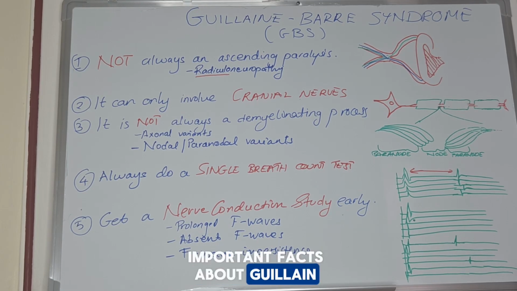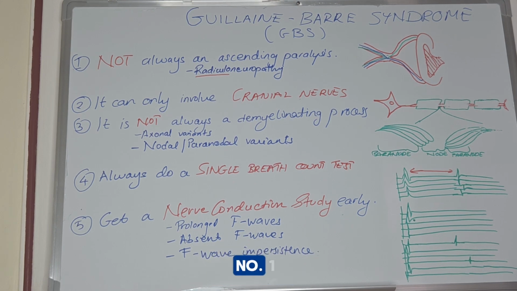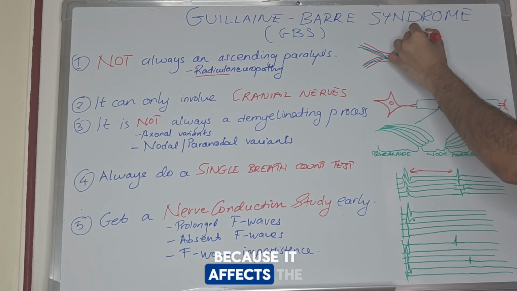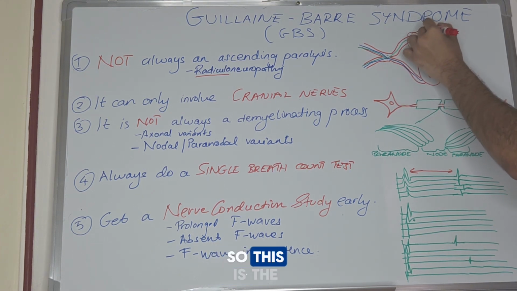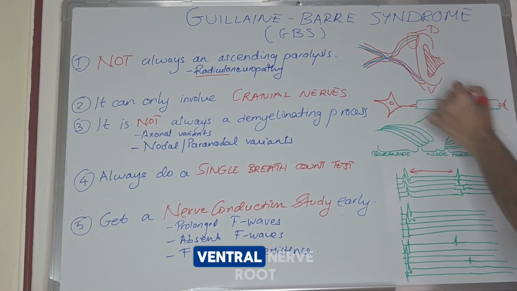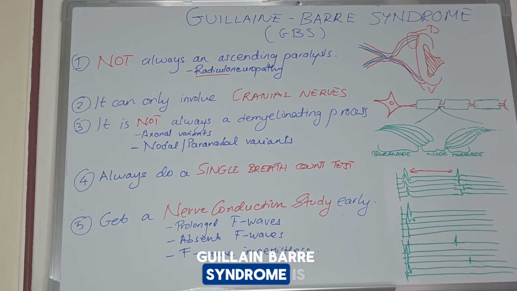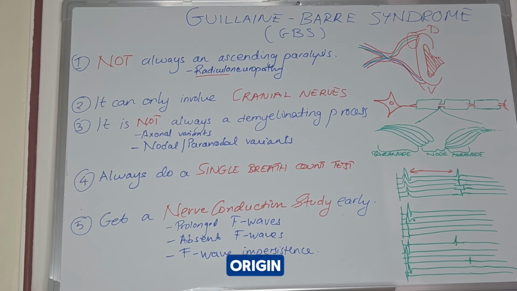Important facts about Guillain-Barré Syndrome or GBS which you must know. Number 1. It is not always an ascending paralysis because it affects the nerve root. So this is the dorsal nerve root and this is the ventral nerve root. Guillain-Barré Syndrome is primarily a disease of a radicular neuropathy origin, and therefore the nerve roots are involved.